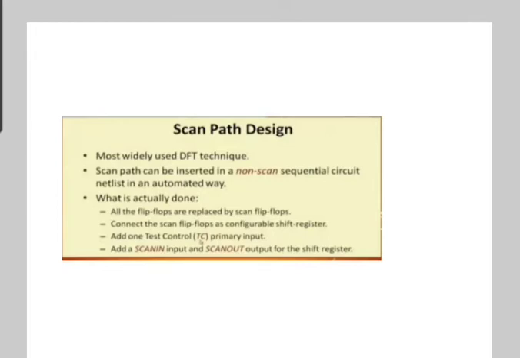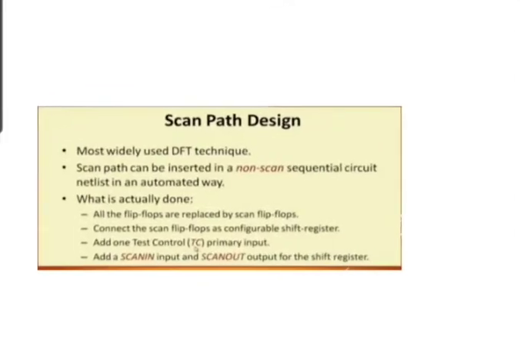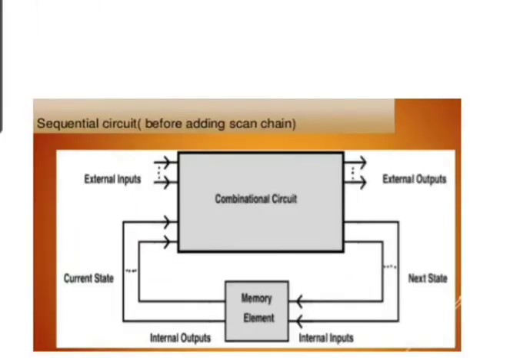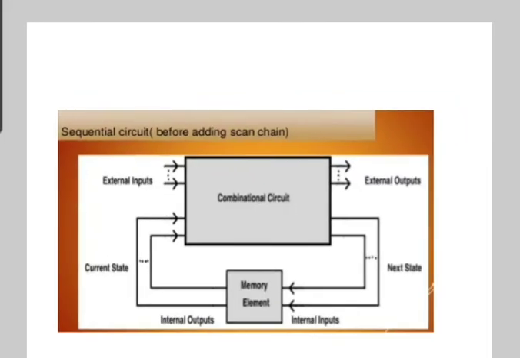So what is actually done? Here all the flip-flops are replaced by scan flip-flops. Connect the scan flip-flops as a configurable shift register. Add one test control primary input. Add a scan-in input and scan-out output for the shift register. So here is the diagram which shows this. Here is a sequential circuit before adding a scan chain.